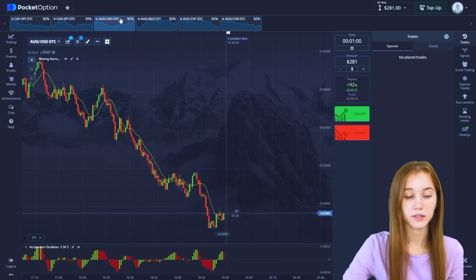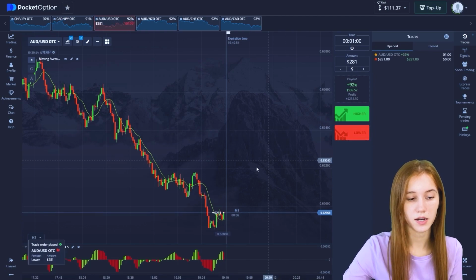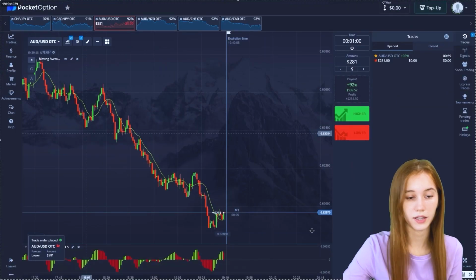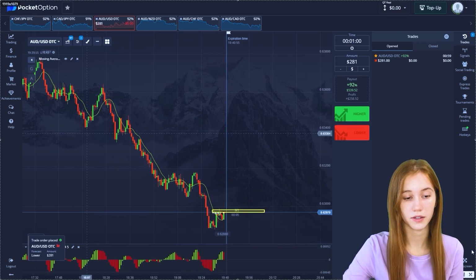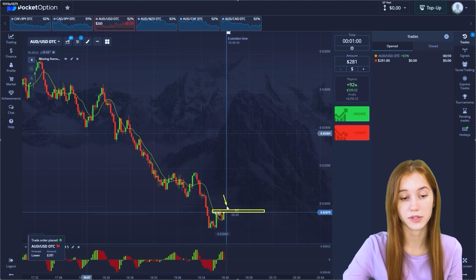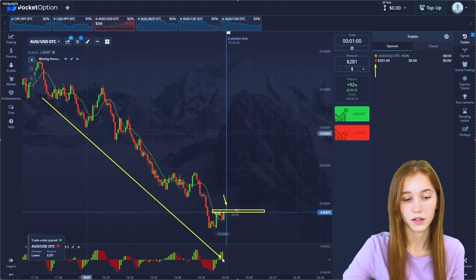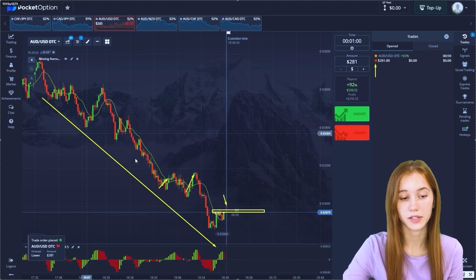So here we are in the next deal. Let's open a down deal and start our technical analysis. Here what we see, we highlight a resistance level, our first signal to down. We opened correctly, I think. Descending trend we see on our chart.